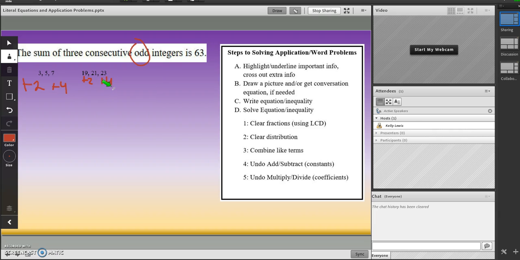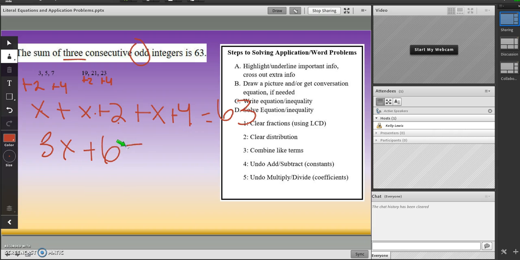All right, so if we wanted kind of a pattern, because all math is patterns, some are just super complicated and hard, we have a number, and then we're going to do that number plus 2, and that number plus 4. We want 3 of them. It says the sum, so we need to add them, and then equals 63. So let's combine like terms. x and x and x is 3x. 2 plus 4 is 6 equals 63.